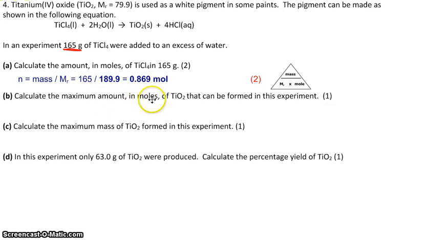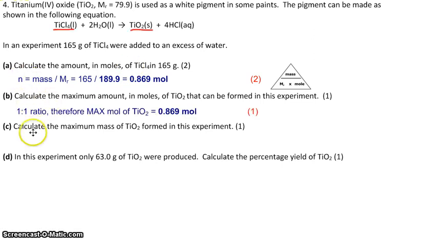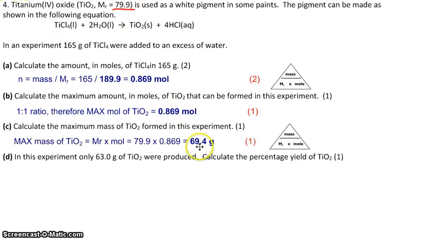So calculate the maximum amount in moles of titanium oxide formed. We've got a 1-to-1 relationship, so it's exactly the same as we worked out in part A. And then calculate the maximum mass we can get. Well, now we're using mass equals the number of moles multiplied by the relative atomic mass. We've given the relative atomic mass here, we know the number of moles here, so we do that and we get 69.4 grams, and then it tells us the actual yield here was 63 grams of the titanium oxide.